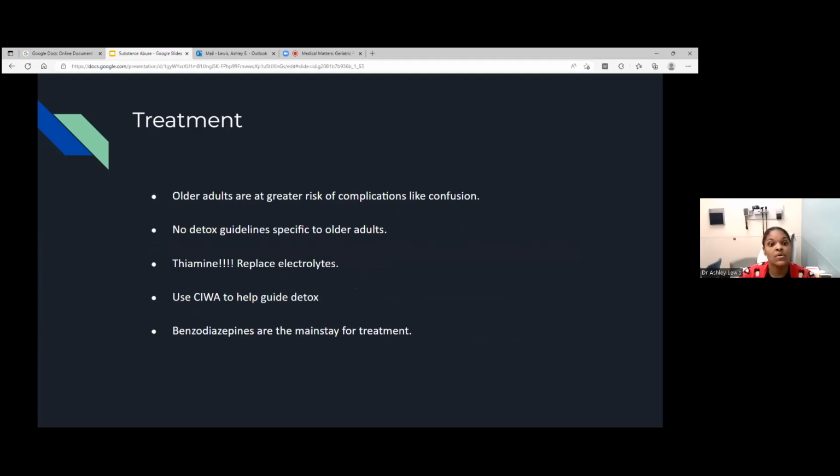Some other treatments: older adults are at a greater risk of complications like confusion, and there are no detox guidelines specific to older adults. This once again talks about electrolyte replacement and wanting to replace thiamine, and use of CIWA to help guide detox. That's something we use to monitor withdrawal symptoms for alcohol. And benzodiazepines are the mainstay for treatment. So when somebody is coming off of or withdrawing very severely from alcohol, we treat it with benzos.